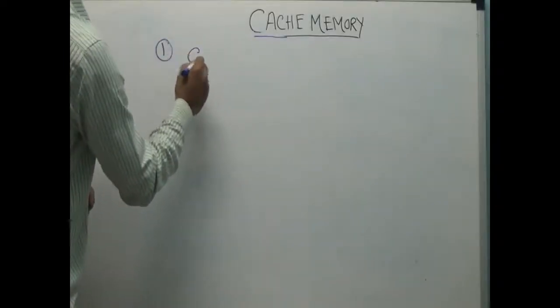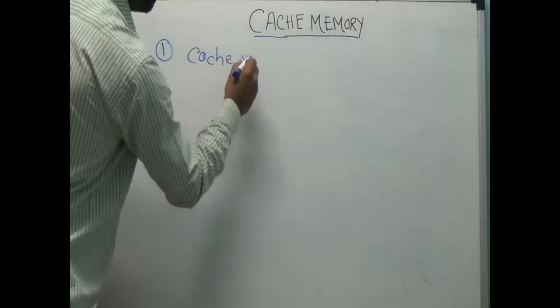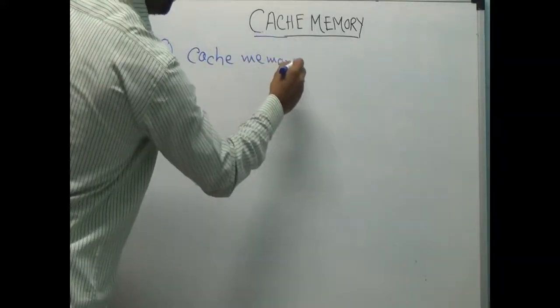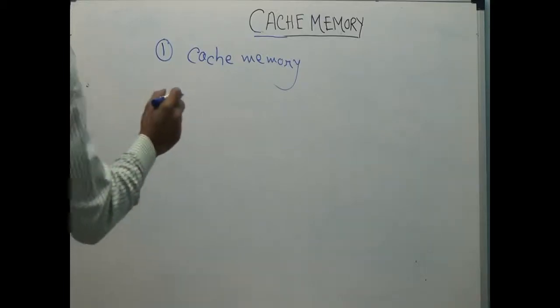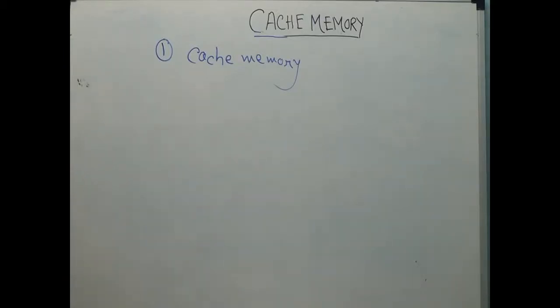Today's topic is cache memory. So first, take a definition of what is cache memory. Cache memory is a small but very fast memory. It lies between CPU and main memory. So what is cache memory? Cache memory is a very small but very fast memory.